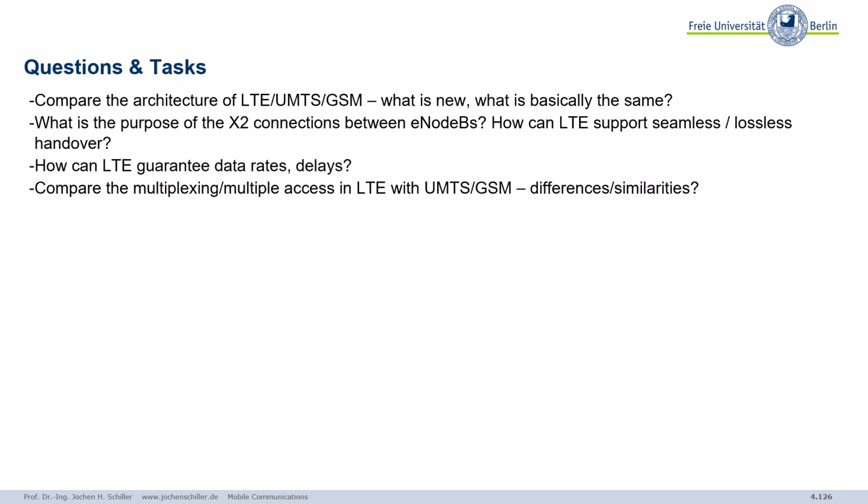When it comes to the access scheme, how can we guarantee data rates? How can we guarantee certain delays? You will learn that in the end, the scheduler has to do a lot. Now compare multiplexing and multiple access schemes in LTE with the UMTS, GSM. What are differences? What are similarities? You will see, the system really made a transition from 3G to 4G, but also has some similarities with some older systems.